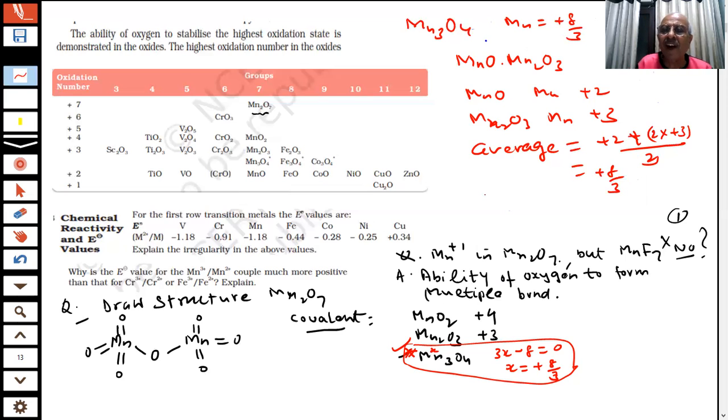So that means we can write that this compound Mn3O4, it is existing, actually contains MnO and Mn2O3. Got it? Yes, sir. Then I can explain its oxidation number.